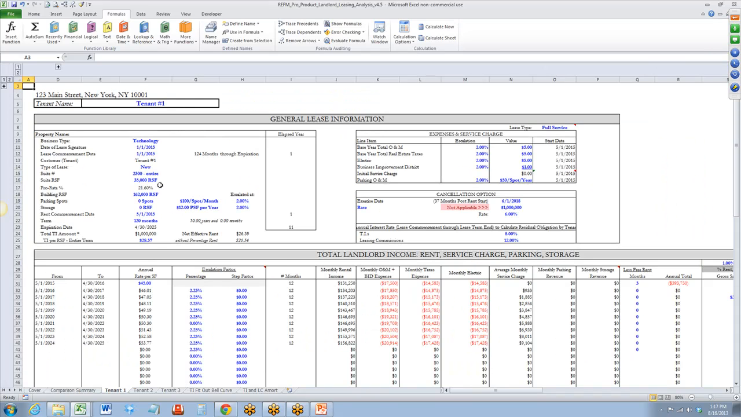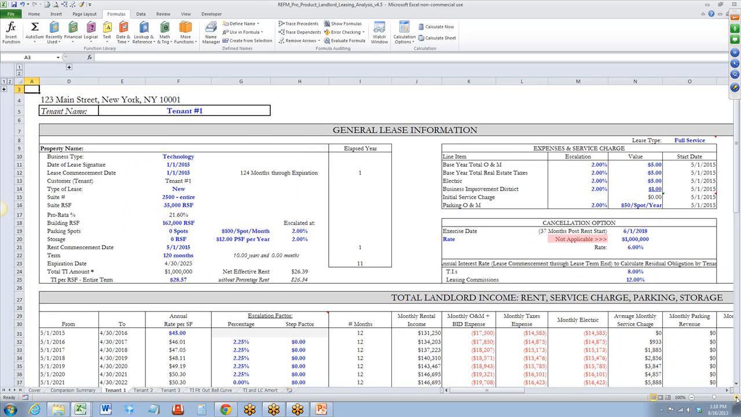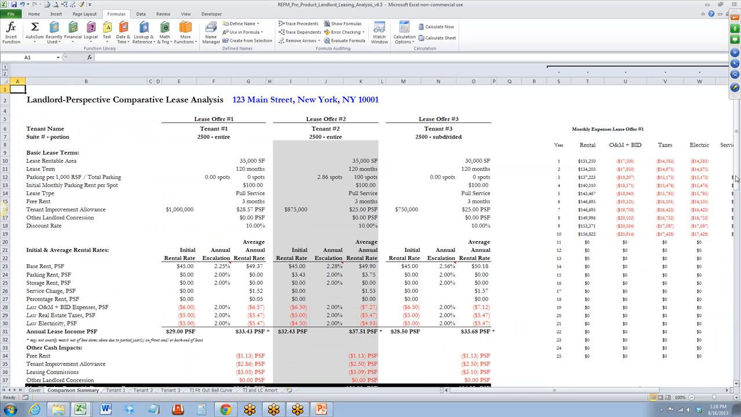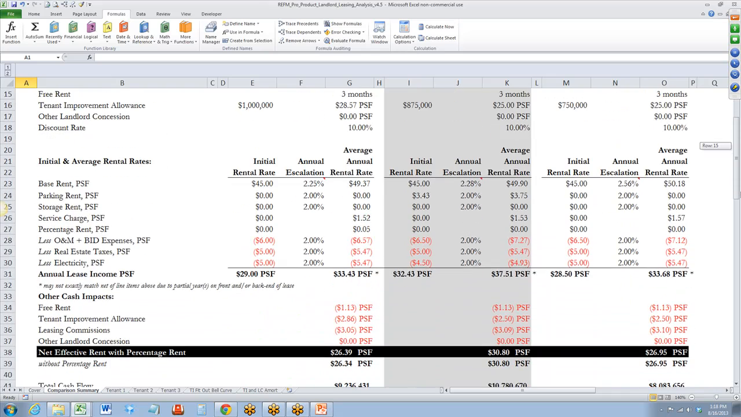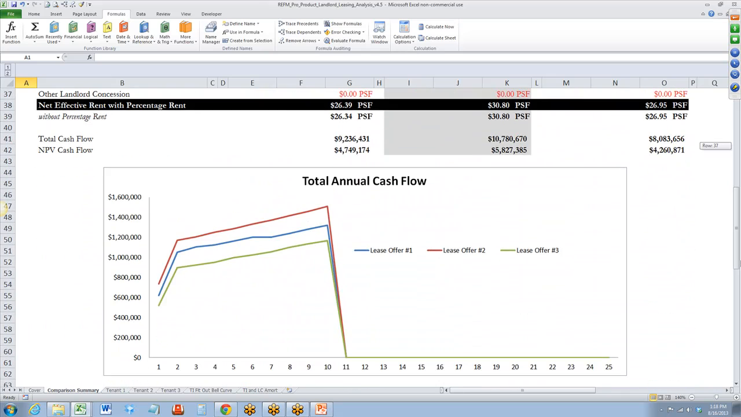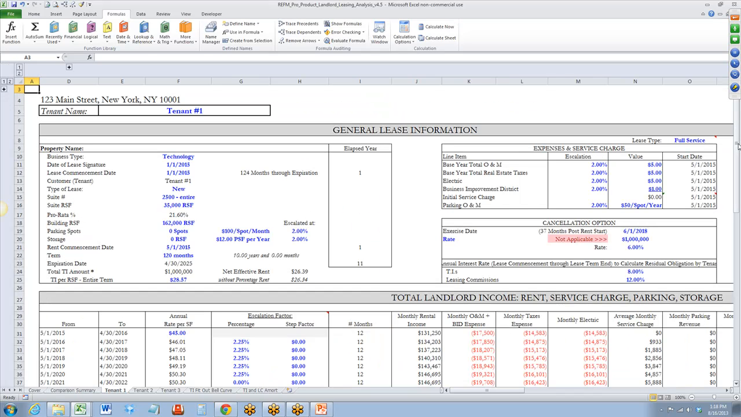And I'll give you a peek here at what this model does that makes it even more powerful and precise than the back of the envelope. And so we have here, the exciting thing about this model is it does a comparative analysis across 3 offers. So here's our summary tab, which compares those 3 offers side by side to one another and shows them graphically. And then the individual lease offer analyses, this is the landlord model.